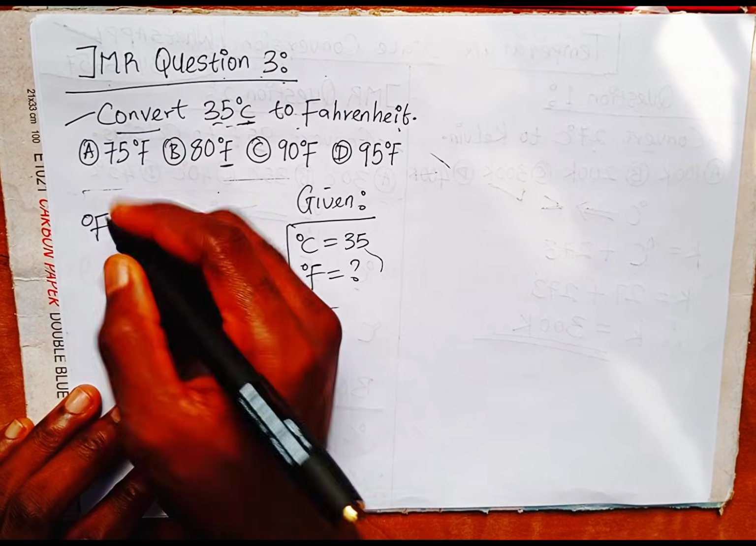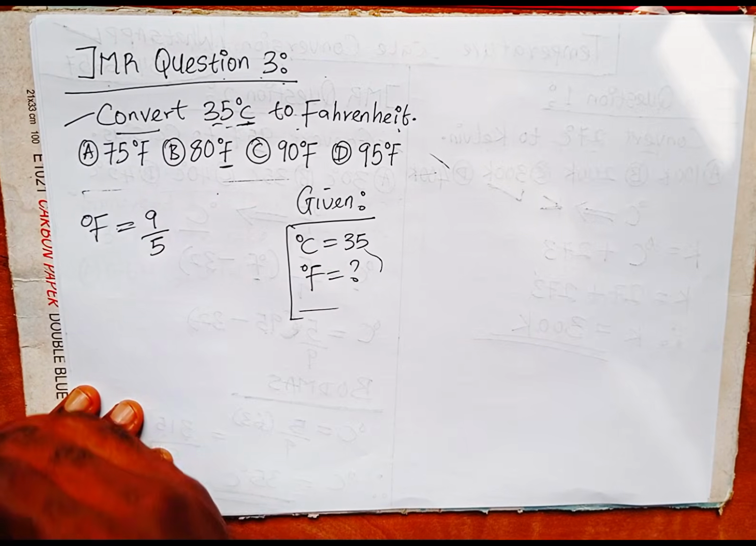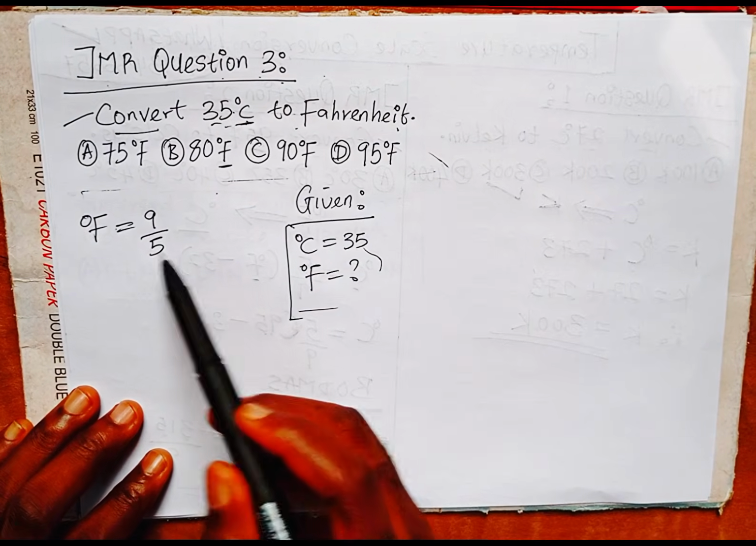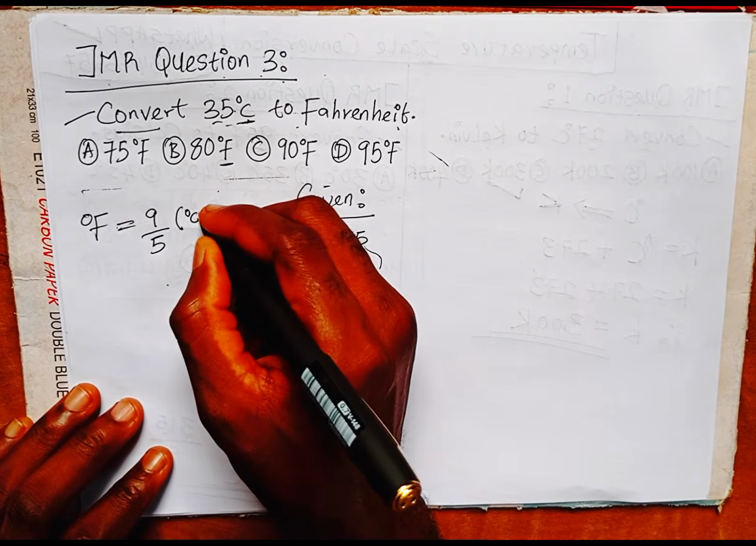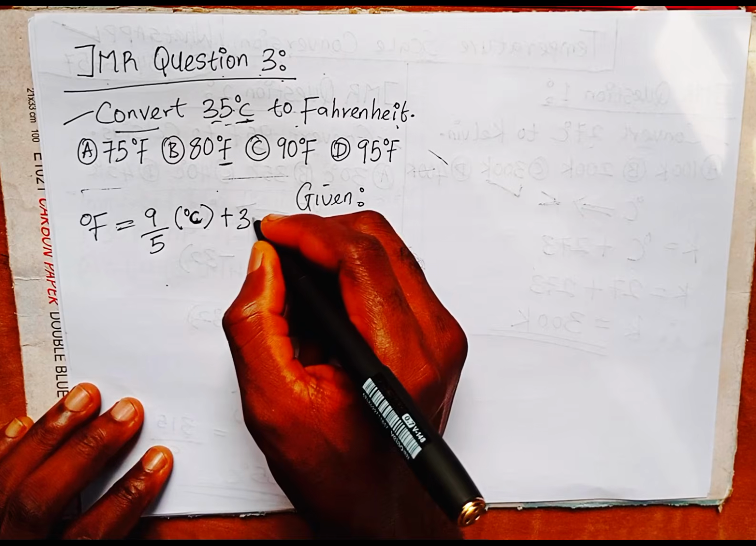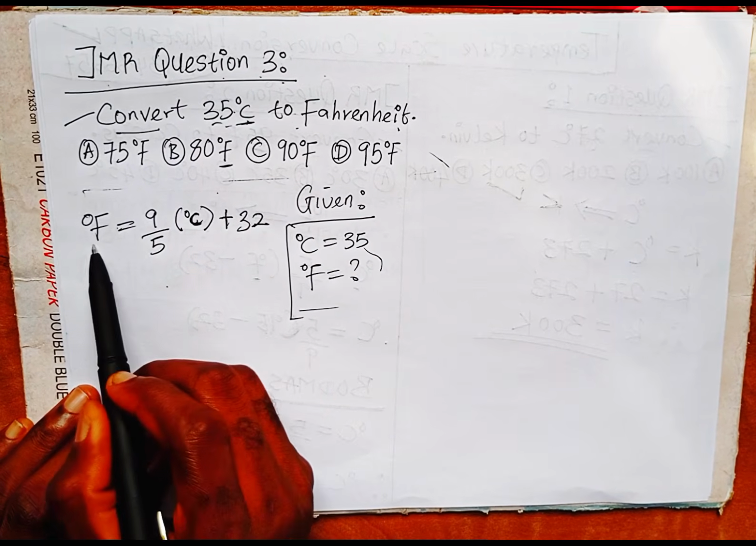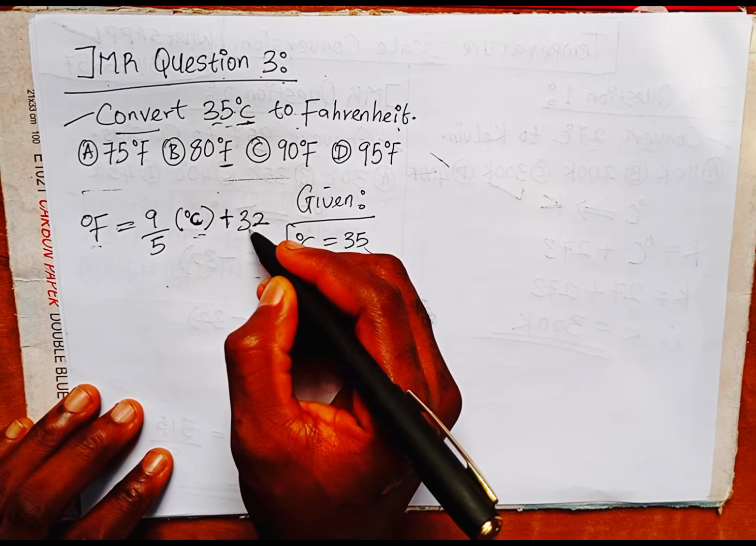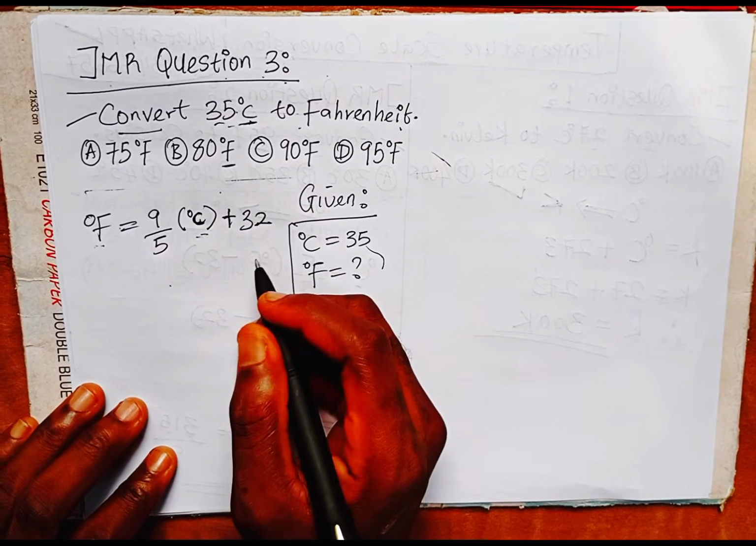Degree Fahrenheit, you have to know this formula, is equal to 9/5. Unlike converting from degree Fahrenheit to Celsius, which is 5/9, this one is 9/5. You will put degree Celsius inside a bracket, only degree Celsius inside the bracket, and then plus 32. As easy as this, easy peasy. Remember, when converting from Fahrenheit to Celsius, it is minus 32, but now we are doing plus 32.